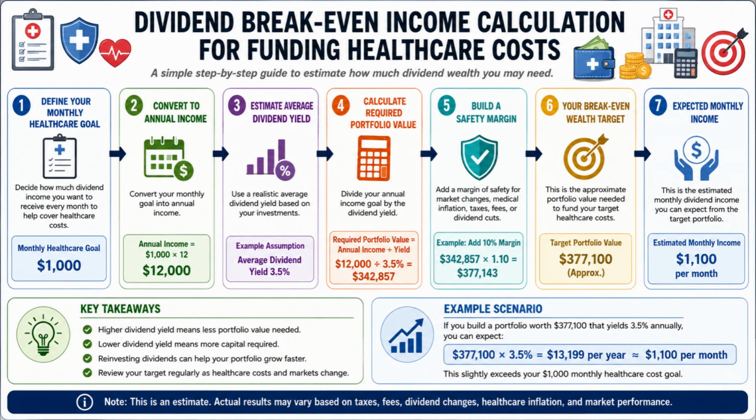First, we define the monthly healthcare income goal. In this example, the target is $1,000 per month. This means the investor wants to receive around $1,000 every month from dividends to help cover healthcare costs.